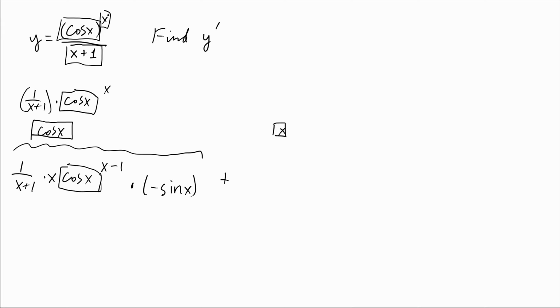If we use that box, again, 1 over x plus 1 is like a constant, so we can pull that out. Then we're going to pretend this cosine x is a constant raised to a variable x. So it's like we have 1 over x plus 1 times a constant raised to a variable. How do we take a derivative of something like that? That's like a to the x. What's the rule here? The derivative is ln of a times a to the x.